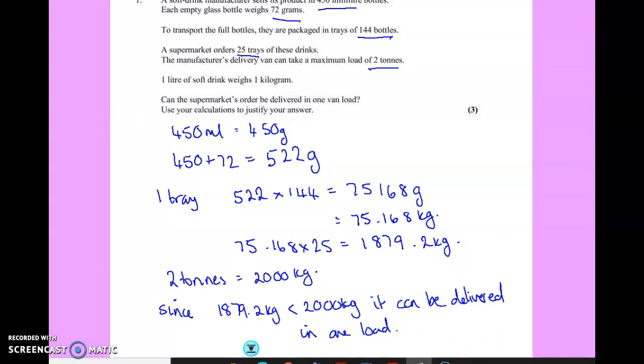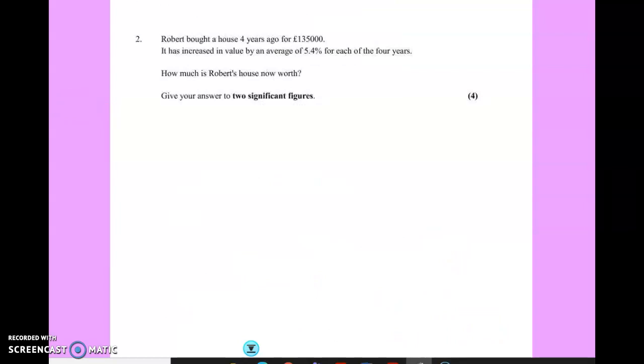Okay, let's have a look at question 2. Robert bought a house 4 years ago for 135,000. It's increased in value by 5.4% for each of the 4 years. How much is it worth now? And we want an answer to 2 significant figures.